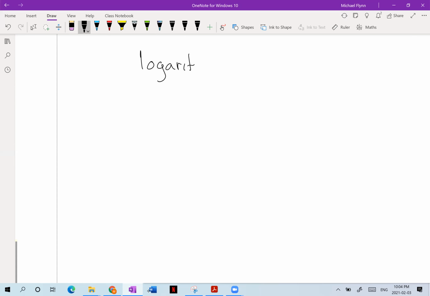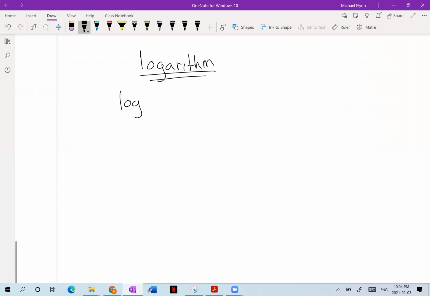So logarithm, spelled like this. Let me show you how logarithms work. Really simple concept. Here, let's see if you can see a pattern. Log is a mathematical function. What does it do? Let me show you what it does.